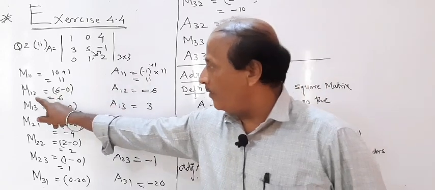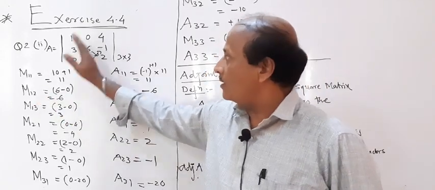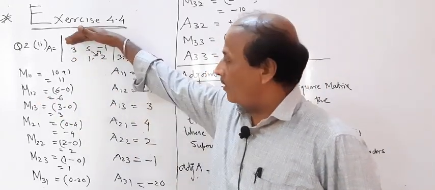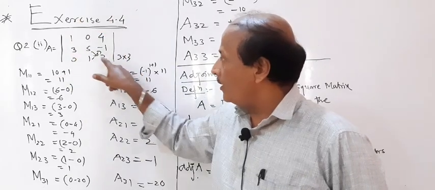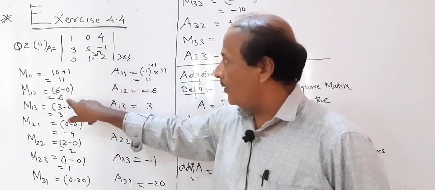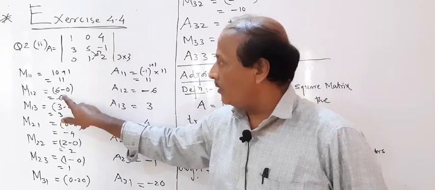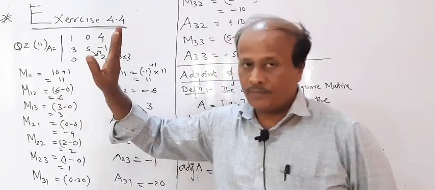Now go for M12. M12 means first row and second column. So you will get 3 twos are 6 here and minus 1 into 0. So 6 minus 0, you will be left with 6.